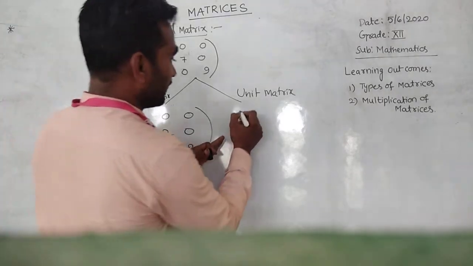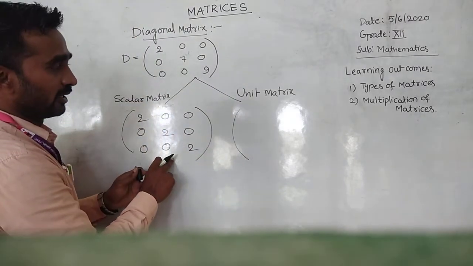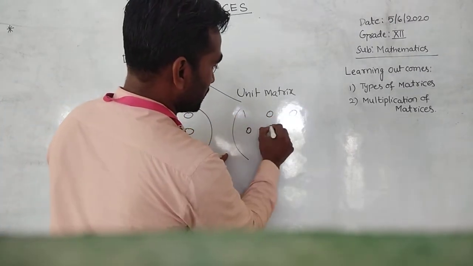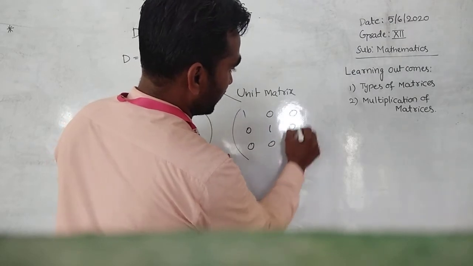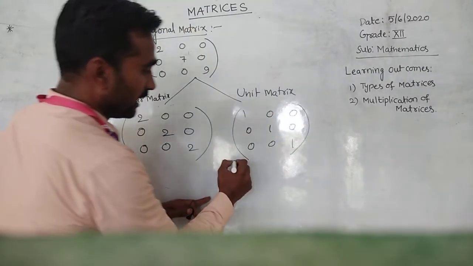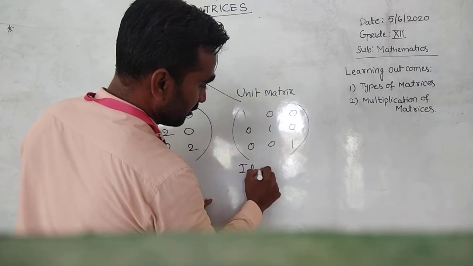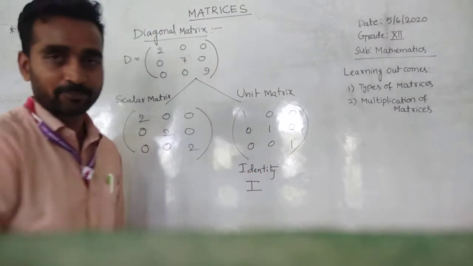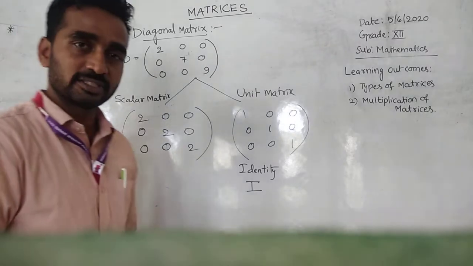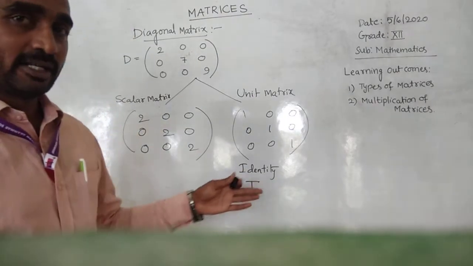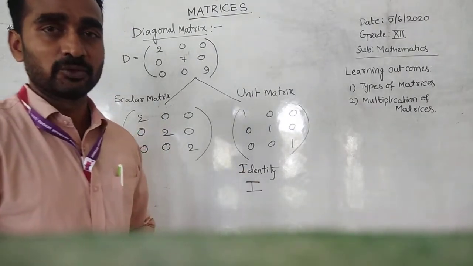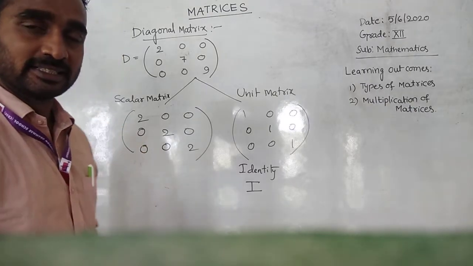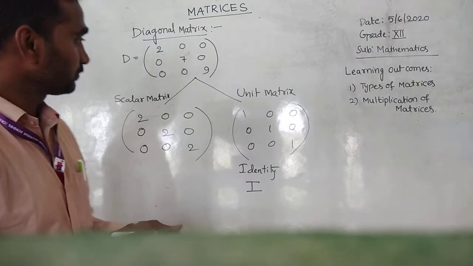Next, the unit matrix. In a scalar matrix, if the principal diagonal elements are equal to 1, 1, 0, 0, 0, 1, 0, 0, 0, 1, this is said to be a unit matrix, or it is also said to be an identity matrix, denoted by capital I. And this is the multiplicative identity: A into I is equal to I into A, and again you will get A. Later we will discuss the identity matrix.